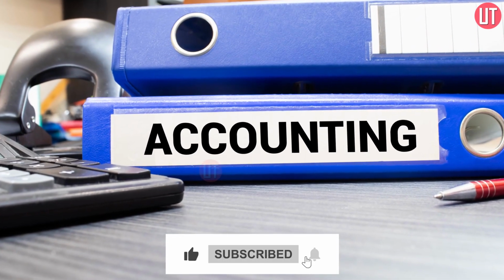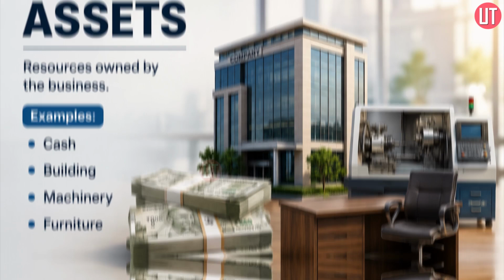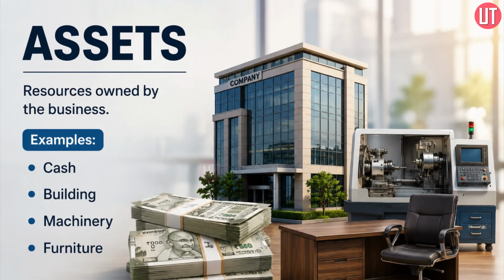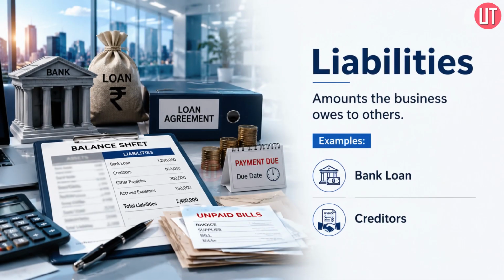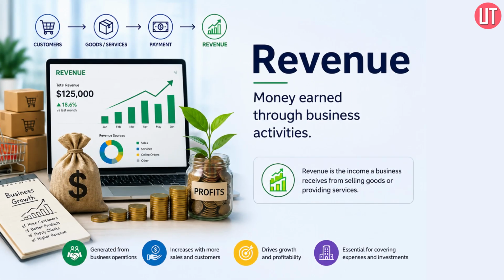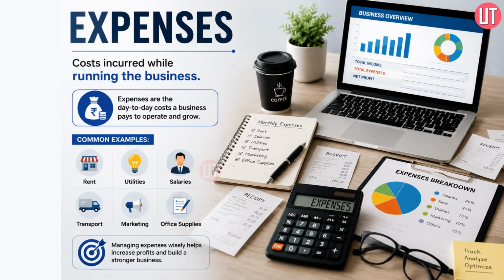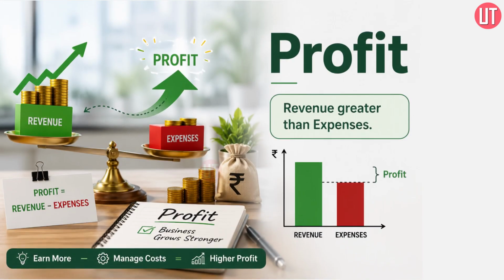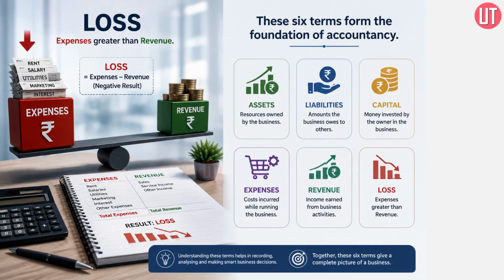Before learning accounting, you should understand a few important terms. Assets: resources owned by the business. Examples: cash, building, machinery, furniture. Liabilities: amounts the business owes to others. Examples: bank loan, creditors. Capital: money invested by the owner. Revenue: money earned through business activities. Expenses: costs incurred while running the business. Profit: revenue greater than expenses. Loss: expenses greater than revenue. These six terms form the foundation of accountancy.